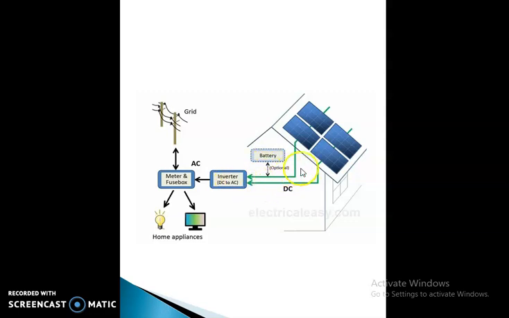The output of the panel is DC in nature. Whenever the DC output reaches the inverter, the function of the inverter is to convert DC into AC power. Some of the charge is also given to charge the battery. The output of the inverter is AC, and the AC supply is directly given to the meter and fuse box. Then the meter and fuse box directly supply the home appliances like electric bulbs and computers. The rest of the supply from the meter and fuse box is given to the grid through different transmission lines and transmission towers.